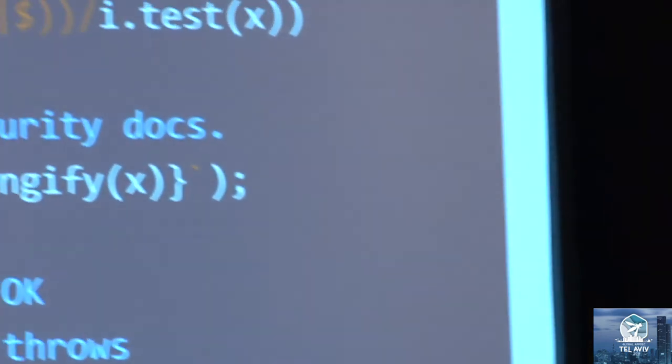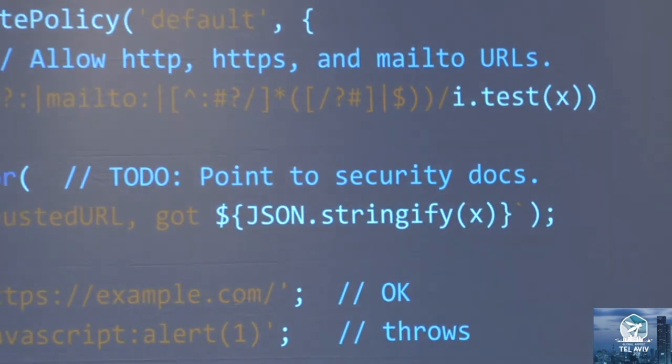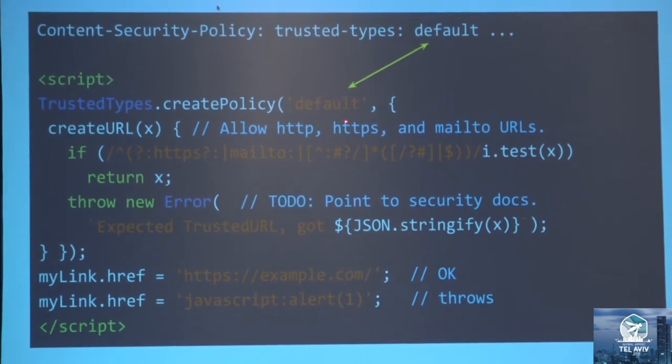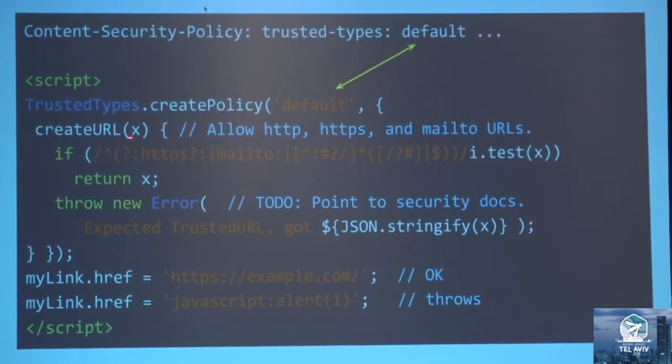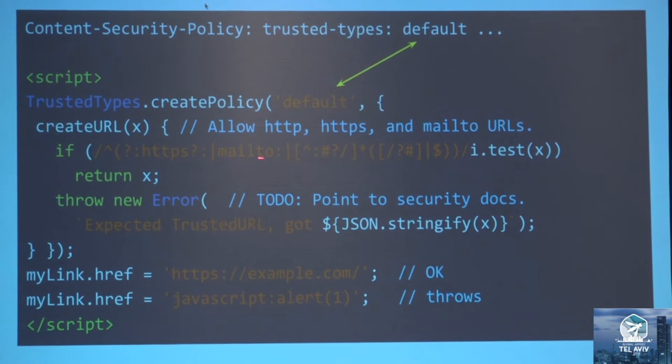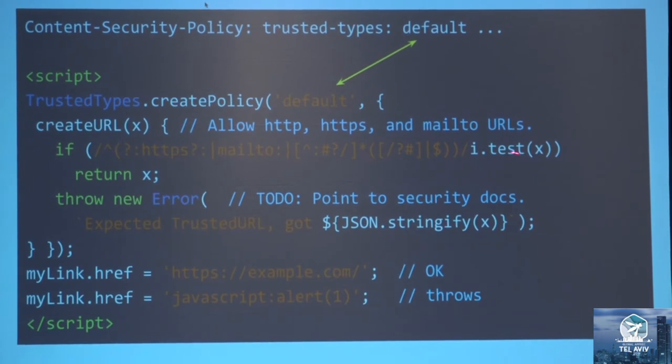So here you can see that I've whitelisted a policy named default. Default is a special name. The default policy is applied implicitly whenever a string assignment happens. And here I'm defining a default policy for URLs. So if the URL starts with HTTP or HTTPS or mailto, or it doesn't have a protocol, which you know, according to that line noise, then it's allowed.